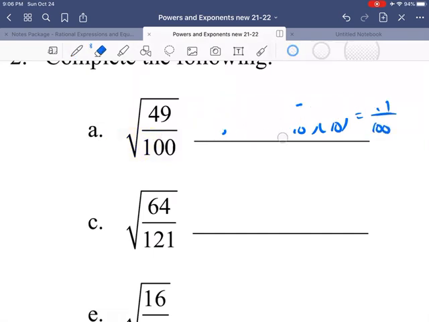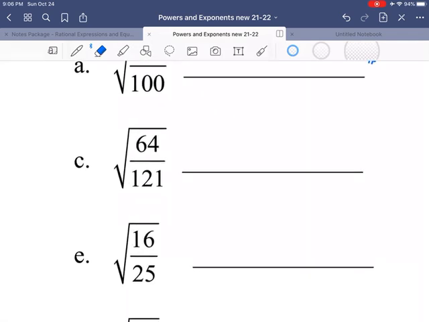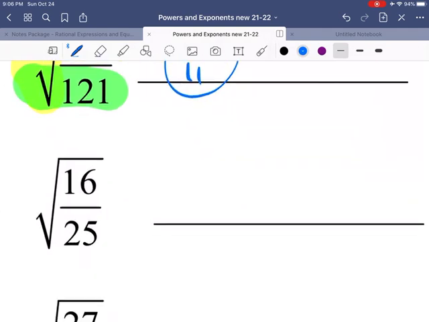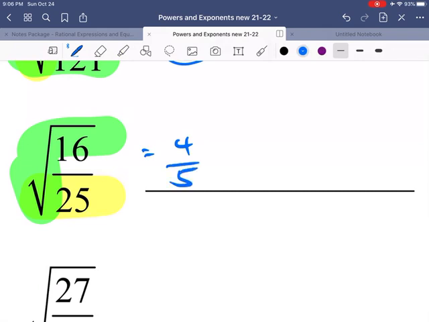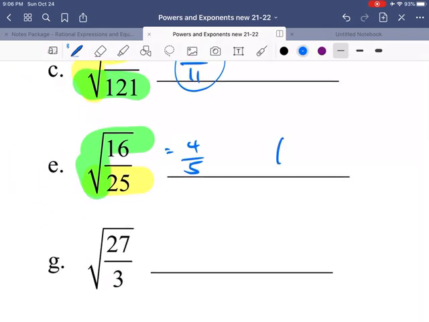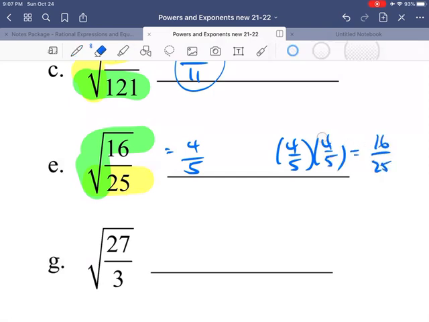So all these questions have a similar pattern. Okay, well, what's the square root of 64? Well, that's 8. And what's the square root of 121? That's 11. That's your answer. The square root of 16 over 25, well, do the root of 16. That's 4. And do the root of 25. And that's 5. So my answer is 4/5. And all of these you can check. 4/5 multiplied by 4/5 gives me 16 over 25. That's what I started with.